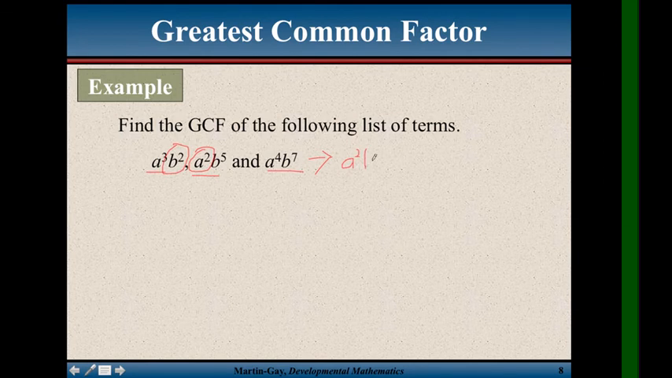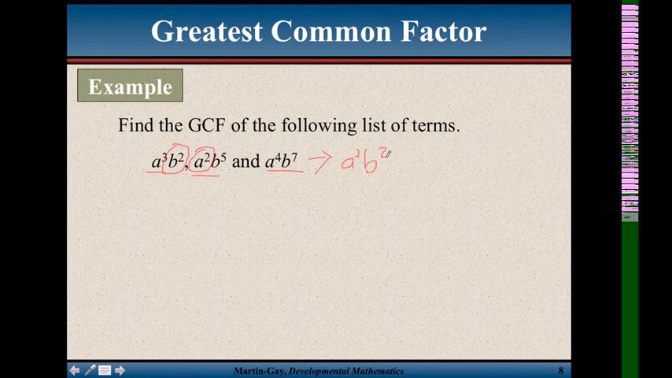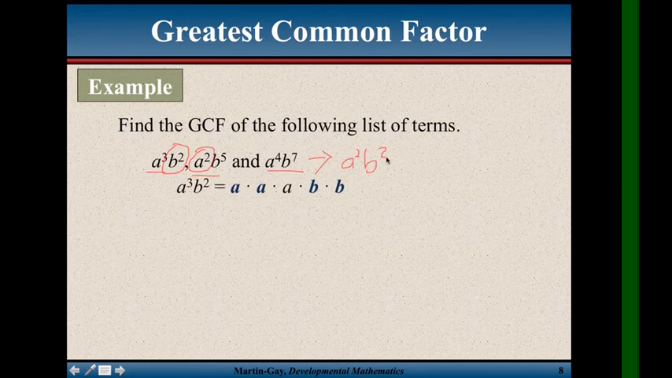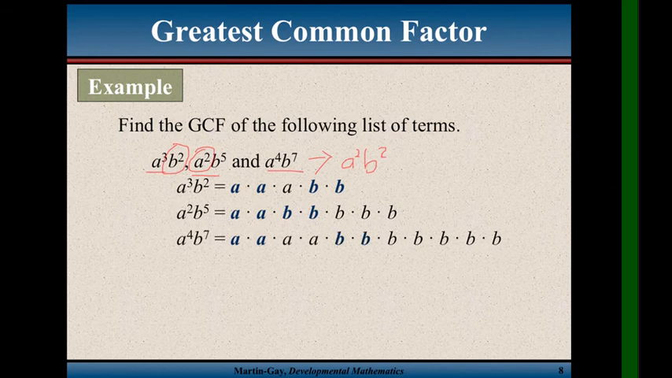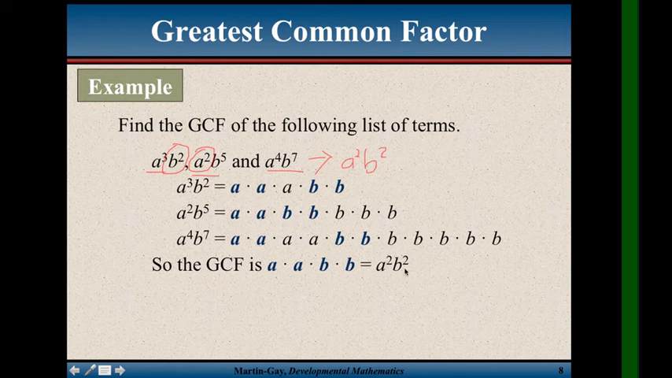So that's the technique if our given are just letters with their exponents. Just find the smallest exponents, and that will be our GCF. So for this one, we have 3 A's and 2 B's. This one, 2 A's and 5 B's. For here, we have 4 A's and 7 B's. So all of them have a common factor of 2 A's and 2 B's. So we have a squared b squared, same as what I've done.